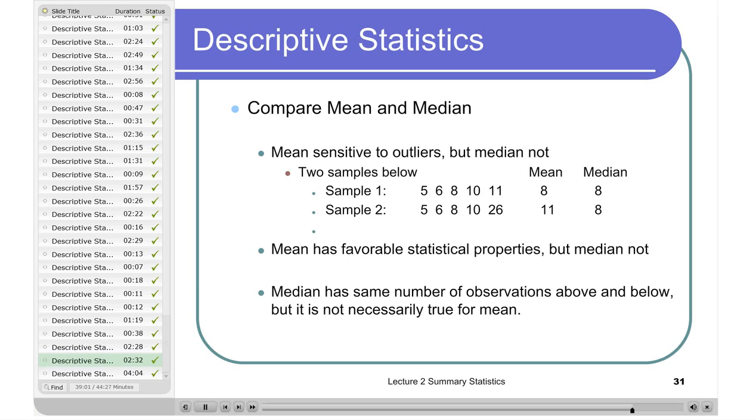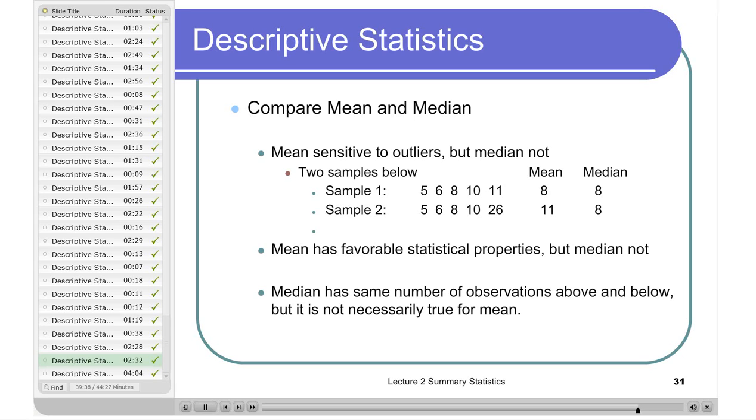That might suggest that we would want to use the median to do all of our statistical analyses, but we actually don't. We use the mean because the mean has a more elegant algebraic form that allows us to build statistical theory around it that works a lot better than the median. And that's what this second bullet is referring to. It says the mean has favorable statistical properties, but the median does not. So all of our formulas later on in the course are going to be based on the mean, not the median.